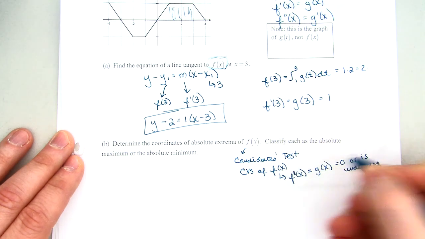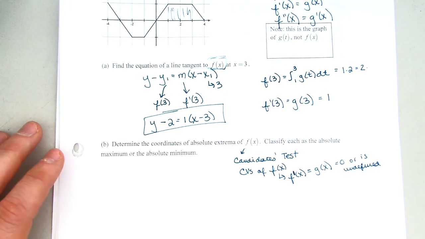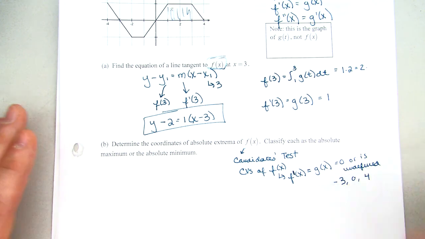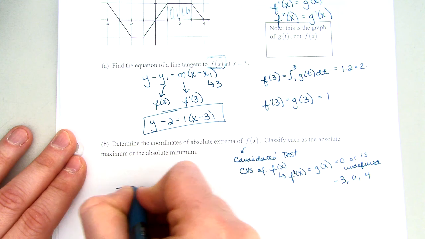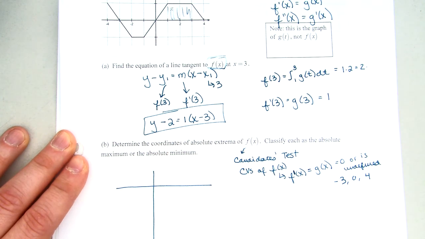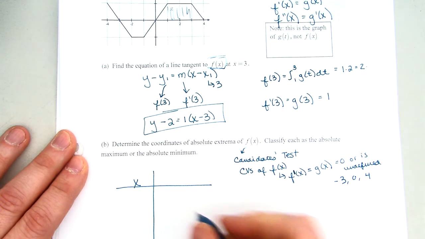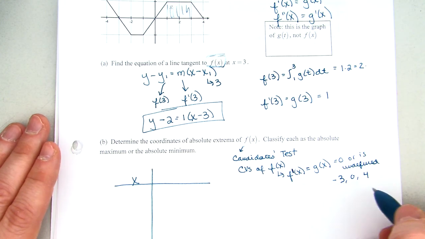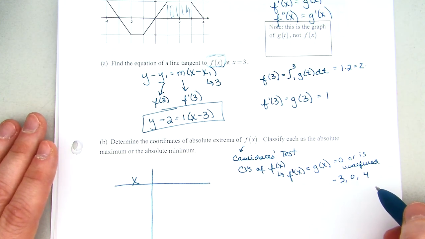Yes, f prime, which is g, is 0 or undefined. So where is that? Negative 3, 0, 4. We are now going to go and set up our candidates test. Yes, so 4 is both a critical value and an endpoint. They're both going to be included.